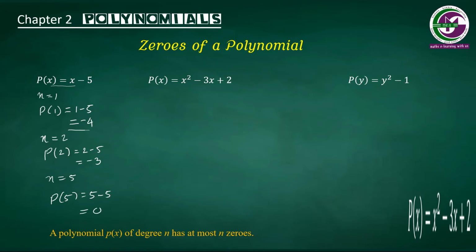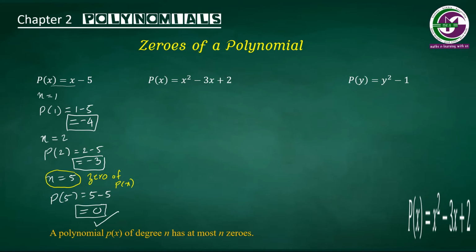Now, these are the values of the polynomial. Minus 4 is the value of the polynomial when x equals 1. Negative 3 is the value when x is 2. 0 is the value of the polynomial when x is 5. So, when the value of the polynomial is 0, then the corresponding value of x is called the zero of the polynomial. So, x is equal to 5 is the zero of this polynomial, zero of p of x.